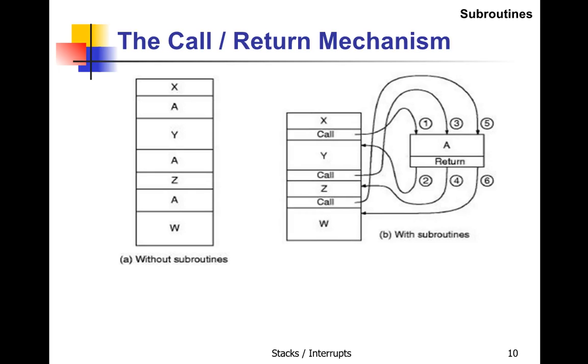So you make a subroutine, you do task X, then you call task A, then you do task Y, then you call task A, and you do task Z, then you call task A, then you do task W. And you only have one piece of code now to maintain and to write that gets called multiple times. So you can see it uses less program memory.